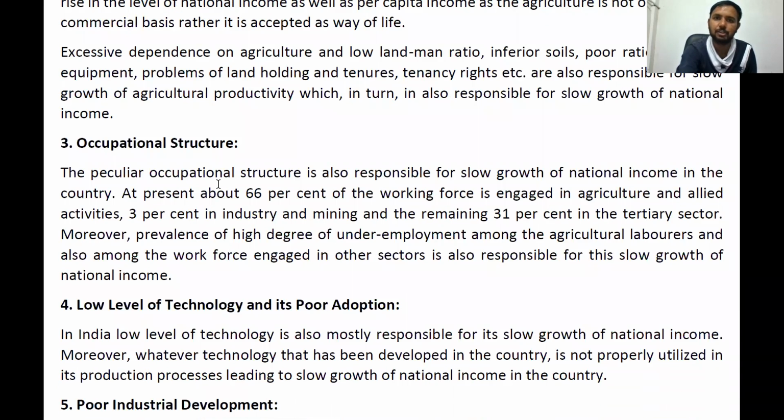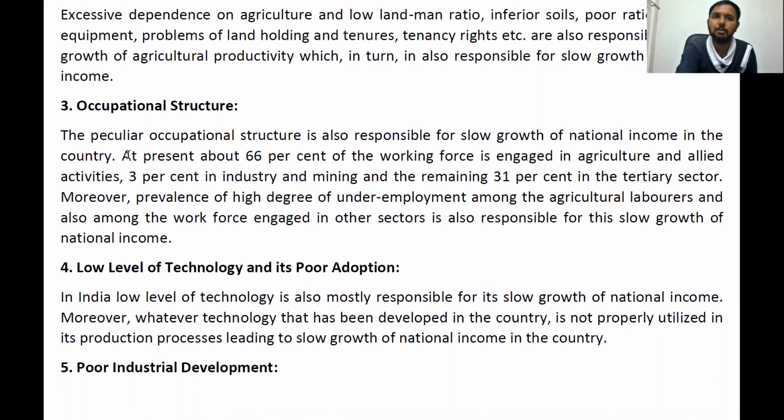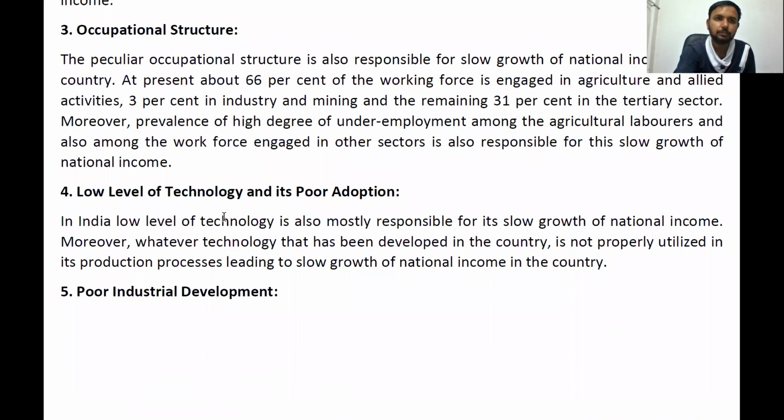The third one is occupational structure. Guys, the peculiar occupational structure is also responsible for the slow growth rate of national income in the country. At present, about 66% of the working force is engaged in agriculture. So a large number of people are engaged in the agriculture sector, and this is why we have fewer people engaged in the industrial sector and the service sector, and this is also one of the main causes of the slow rate of national income in India. The fourth one is low level of technology and its poor adoption.